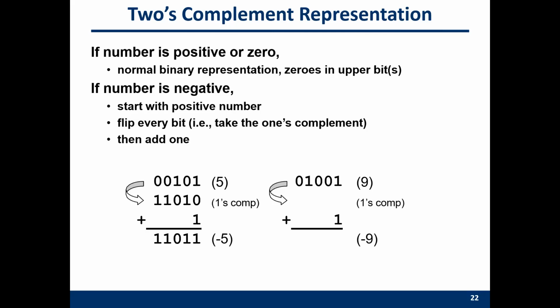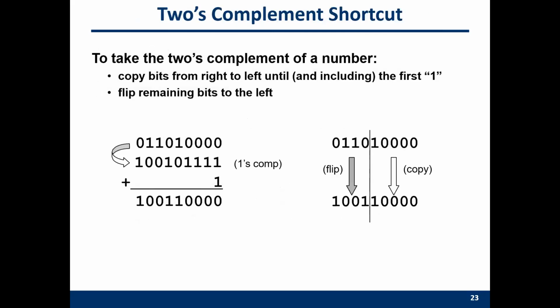Because this is -5, the most significant digit is 1, and then you invert. You can do the same thing. This is another example to help you to convert a number to its two's complement form. Convert this number to the 1's complement form first, and then add 1.